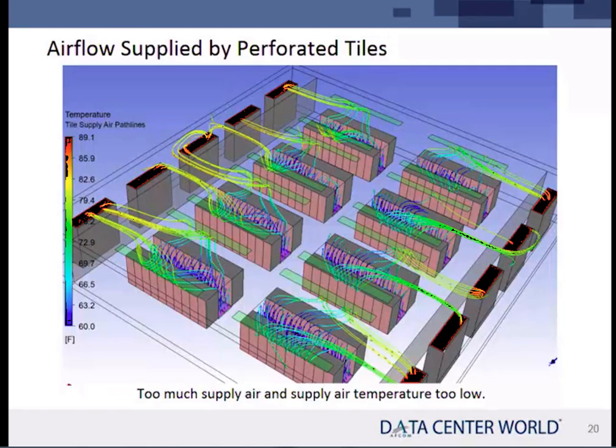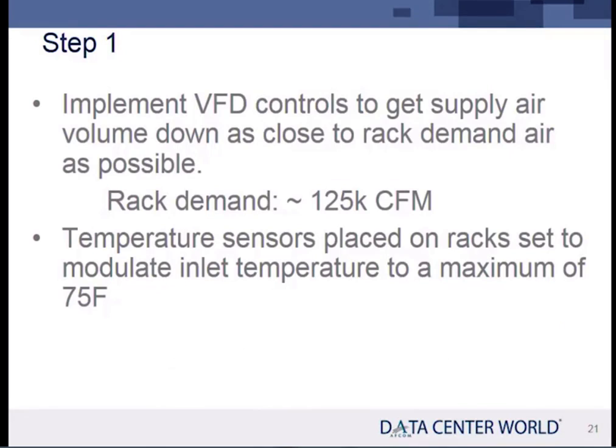And by the way, in yellow, I'm showing here a return temp of around 79 degrees, 80 degrees. Way too low. Remember, if my supply is 60, my return should be 80. If my supply is 70, my return should be around 90. There should be a 20-degree delta across the rack, if not more. It should be around 25, to be honest. The hotter the return, the better a heat exchanger performs. So we have too much supply air, and our supply temperature is too low.